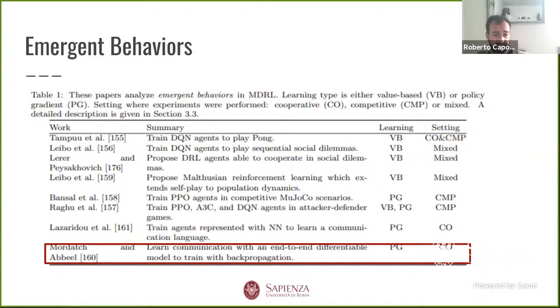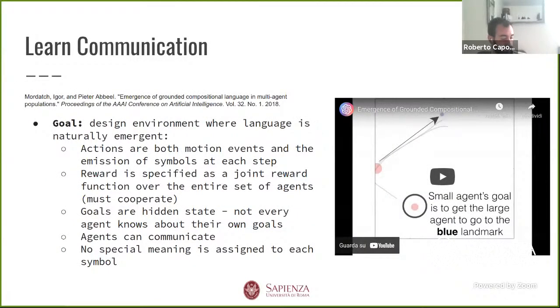Instead, I want to discuss this paper, which is Learn Communication with an End-to-End Differentiable Model to Train with Backpropagation, from Peter Abbeel's group. He is one of the researchers that, if you are interested in reinforcement learning, you should definitely follow as much as possible, because there are generally a lot of cool ideas coming from that team of people. This paper was published by Peter Abbeel and another researcher at OpenAI.